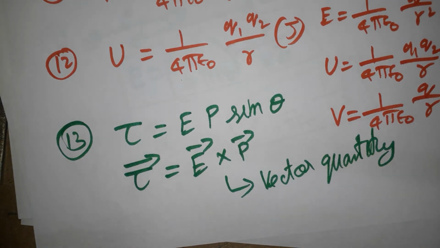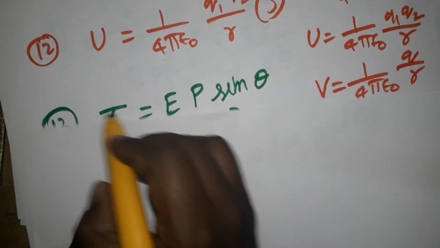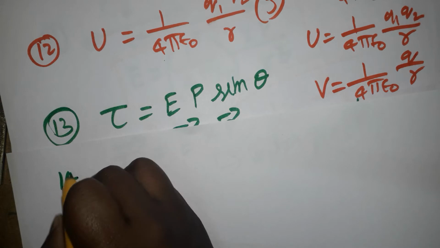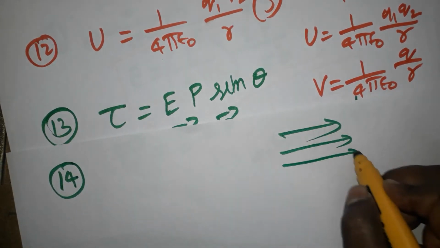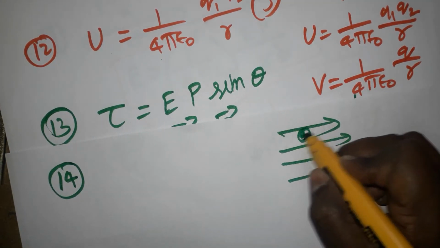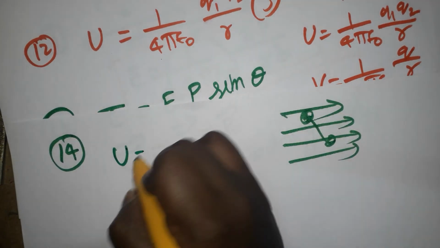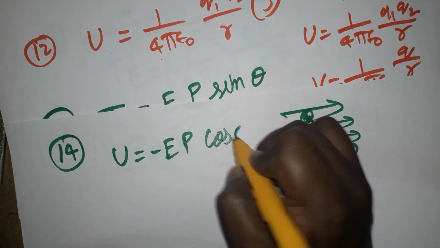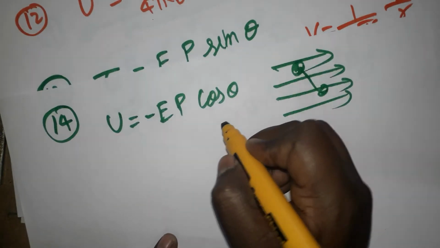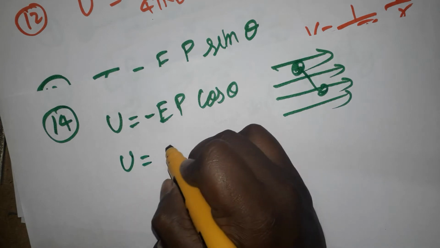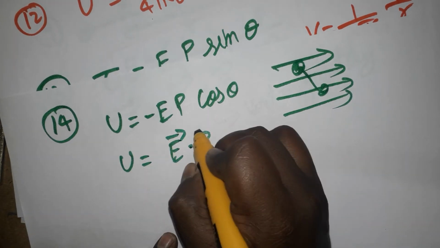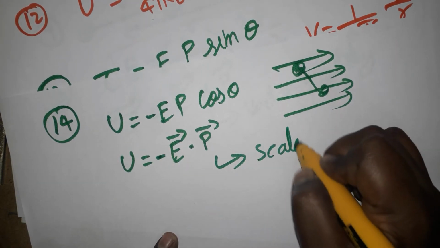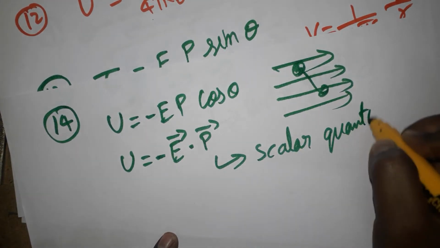The next thing, dipole moment placed in a uniform electric field. This is the torque produced when the dipole moment is placed in a uniform electric field. Next is the potential energy when we place a dipole moment inside the electric field. Potential energy is minus EP cos theta. So sine theta means torque, cos theta means energy. U is equal to E vector dot P vector. It is a scalar quantity because it's a dot product.